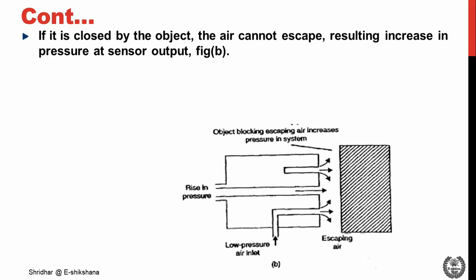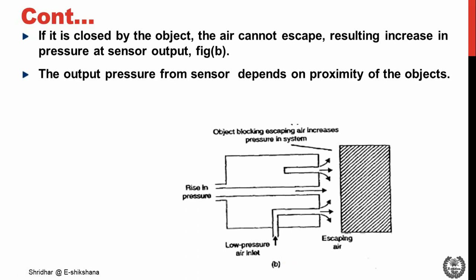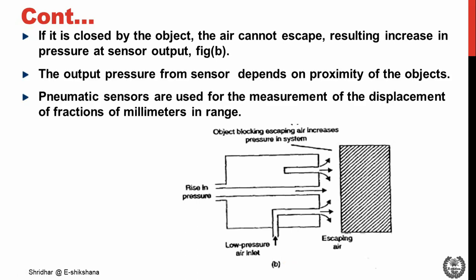When an object is placed in front of the arrangement, the air cannot escape easily, as it is being blocked by the object in front of the arrangement. Pneumatic sensors are used for measurement of displacement of fractions of millimeters in range, which is typically about 3 to 12 mm.